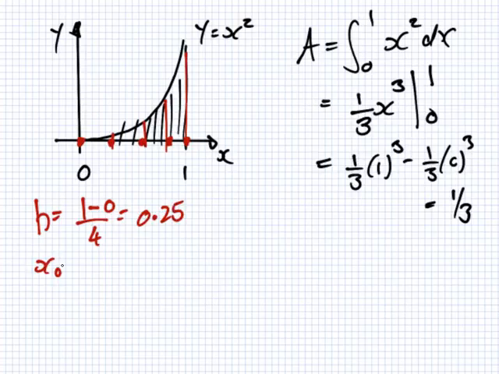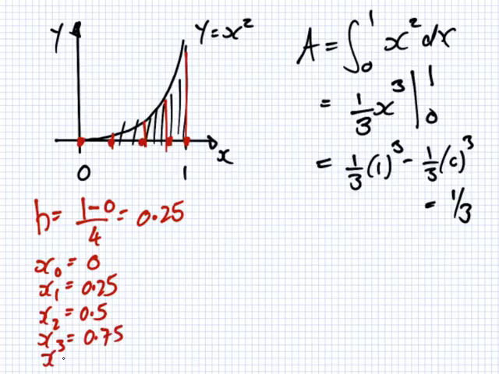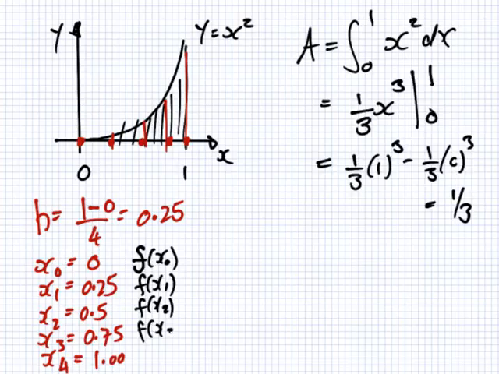So what's x0 here? 0. x1? 0.25. x2? 0.5. x3? 0.75. And the last piece, x4? 1.00. Yeah, 1. Okay. Now, besides this, we should also work out what the f is. So we have f(x0), f(x1), f(x2), f(x3), f(x4). Okay.